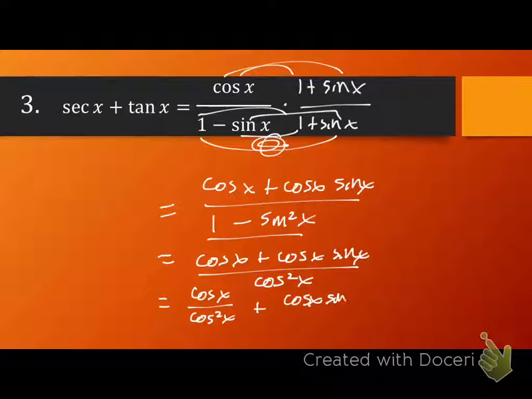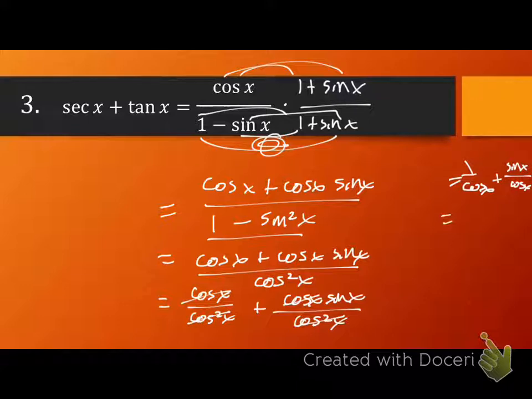This is allowed. It's backwards from what we normally try to do, but there's a reason why I want to do it. If you look on the left-hand side, we've got a secant x plus a tangent x. That's what I'm trying to get to. And by doing this, I can divide one of these cosines out and be left with 1 over cosine, and then divide one of these cosines out and be left with sine x over cosine x. And that'll give me exactly what I'm looking for.